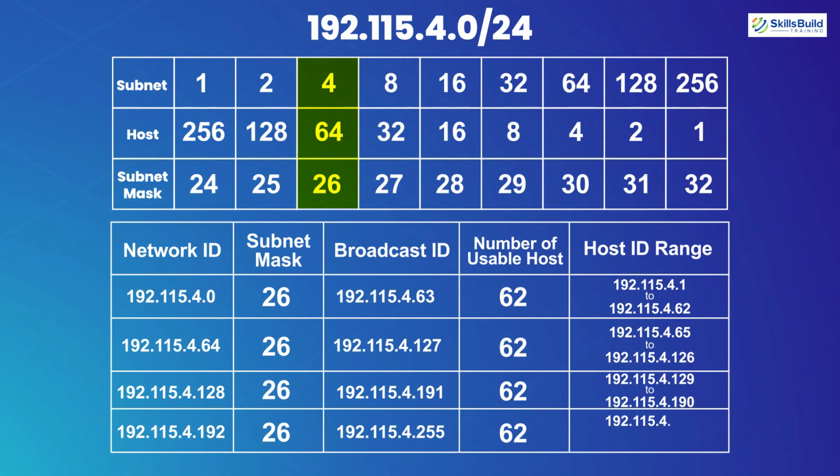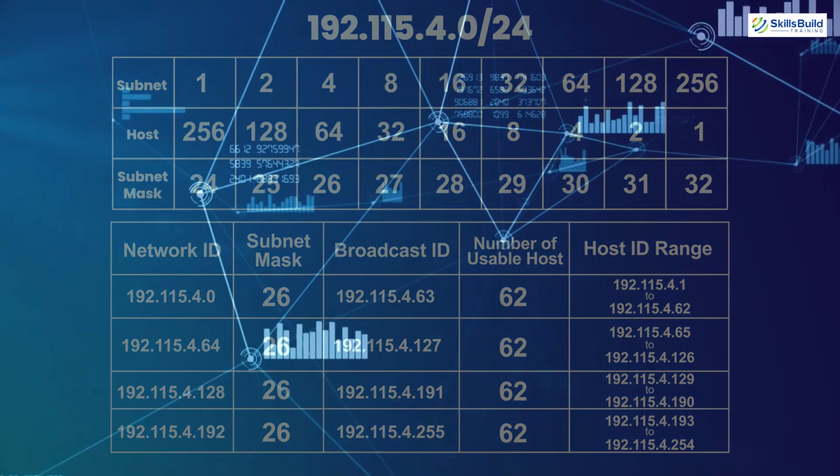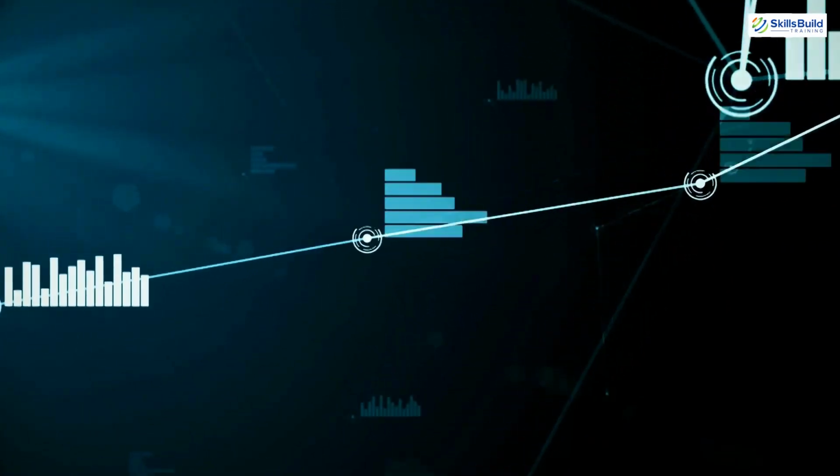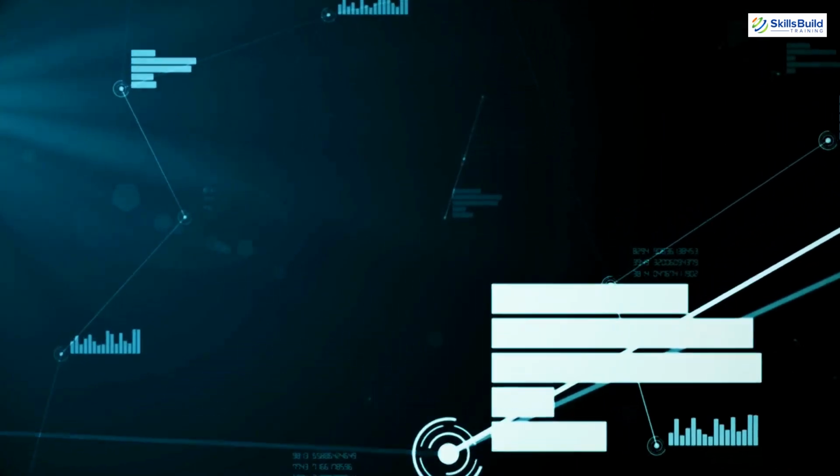So this is how you can make subnets from it. You can also find out the subnet mask, host ID range, and the number of usable hosts in each subnets. So I'm sure now that you understand how subnetting works and how we can subnet from a given IP address. So we are done for today's video.